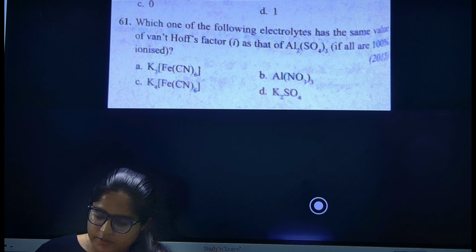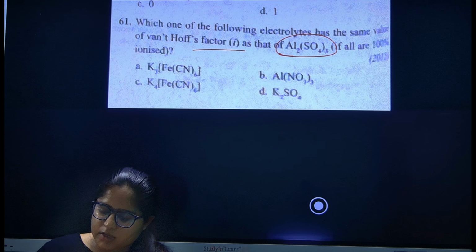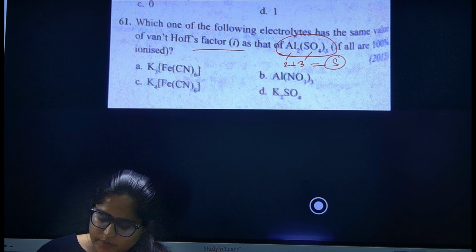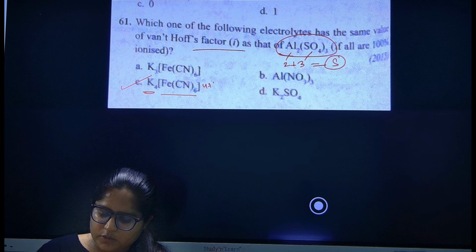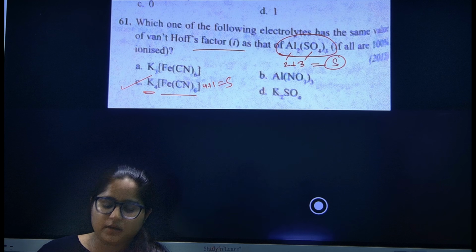Question number 61. Which one of the following electrolytes has the same value of i as Al2(SO4)3? Aluminum is 2, sulfate is 3, 2 plus 3, here i is 5. Now which option? Can you see? C option, 4 potassium and 1 other ion. 4 plus 1, 5. So option number C is the right answer.